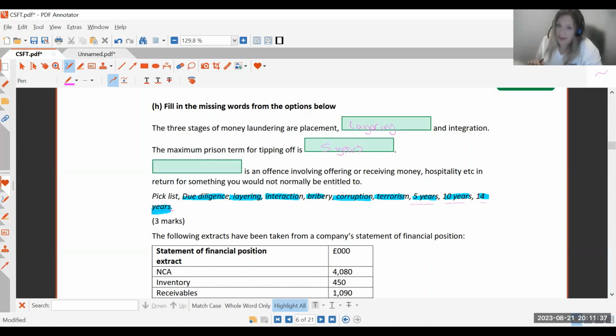And now we have blank is an offence involving offering or receiving money, hospitality, etc., in return for something you would not normally be entitled to. Yes, well done. Bribery. So somebody is offering to give you something in return for you doing something else. So in terms of accountancy, it could be your boss offers you a massive pay rise if you adjust the profit and loss to make the numbers look better for them.